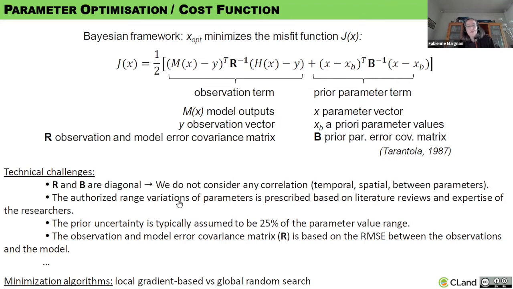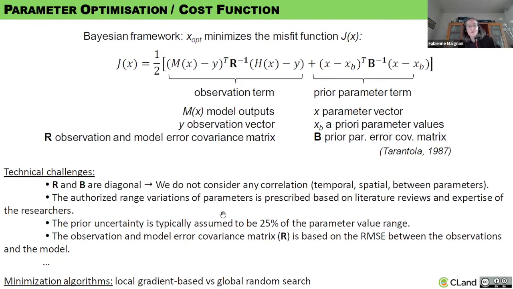So it's difficult also to know the range that you authorize for the variation of your parameters, because you will do random sampling, and so you need to have bounds. So this is based on literature review or your own expertise or the expertise of your colleagues. The prior uncertainty, we just say quite arbitrarily that it's 25% of the parameter value range. And so for the R matrix, the diagonal terms, we put the RMSD between the observation and the model, or a percentage of this RMSD.